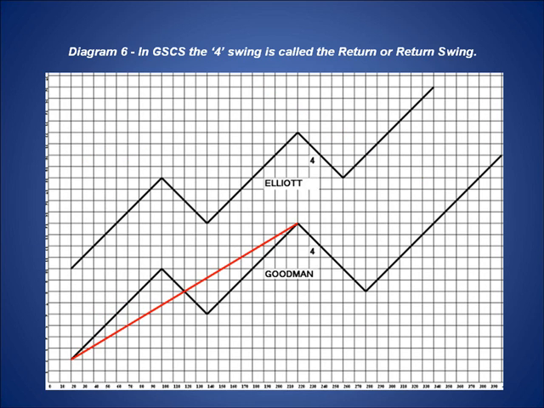Here is the first difference between Elliott wave theory and Goodman wave theory. In Elliott, the 4 swing is related to the 3 swing. In Goodman, the 4 swing is the propagation swing of the entire 1, 2, 3 swing. In Goodman, 4 is related to the entire 1, 2, 3. The 4 swing is critical to proper analysis of a market. In Goodman, it is called the return swing.